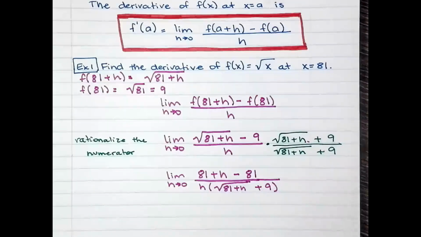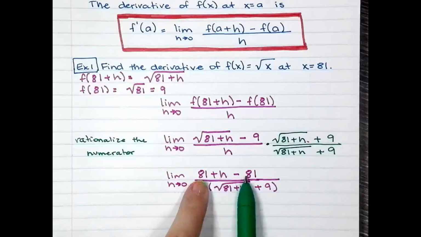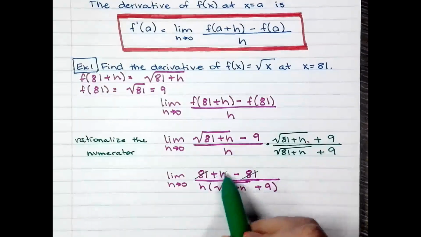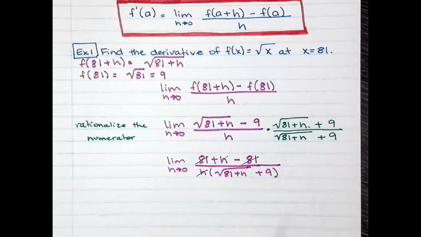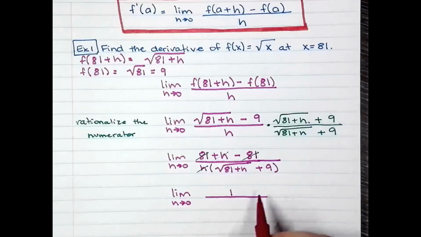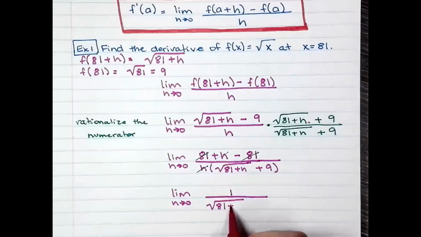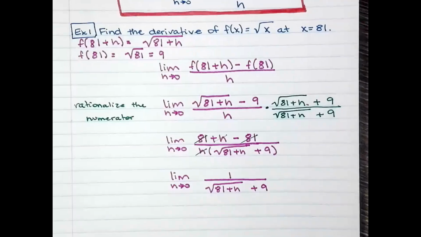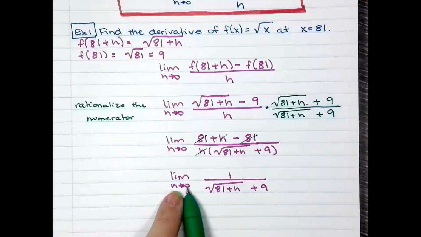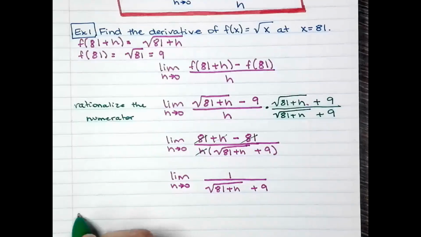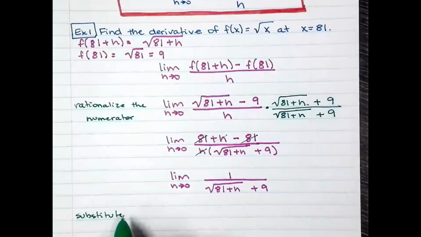Okay. Simplify what you can. So 81, take away 81, 0. H divided by h is 1. So you can also simplify that. Let's rewrite it. We're getting somewhere here. So now at this point, I'm ready to go ahead and replace h with 0. So substitute 0 for h.